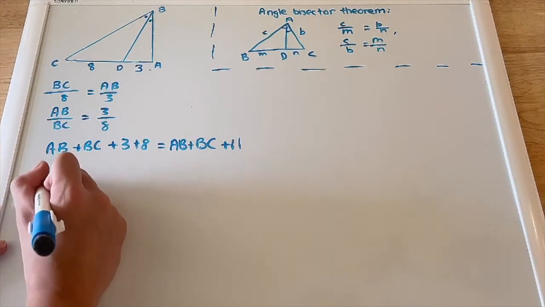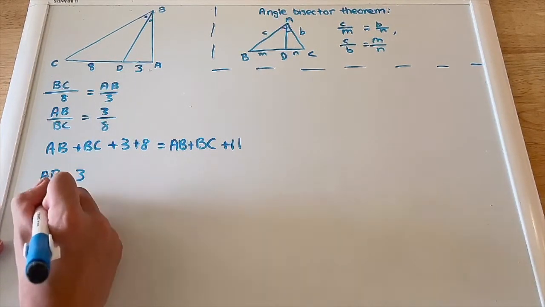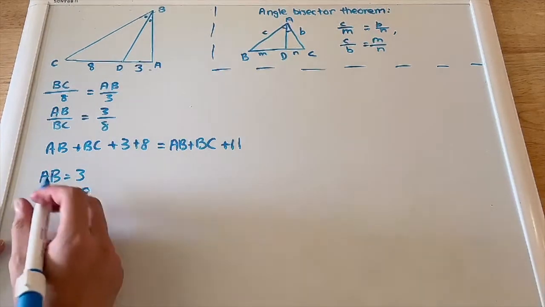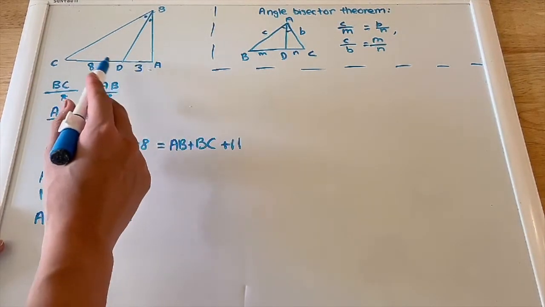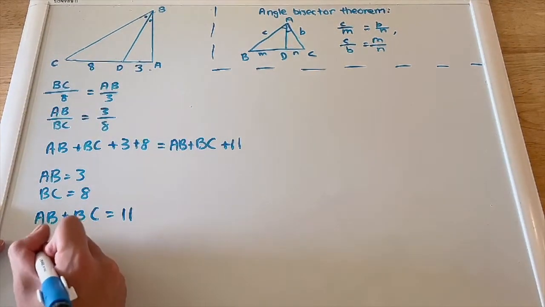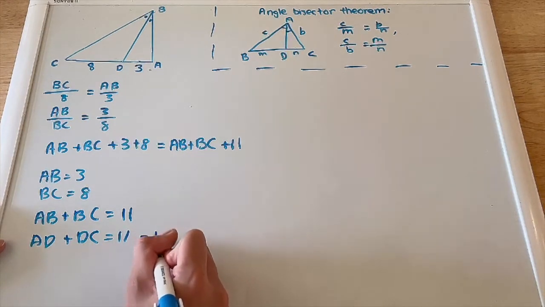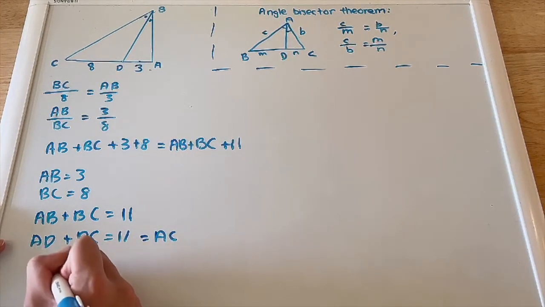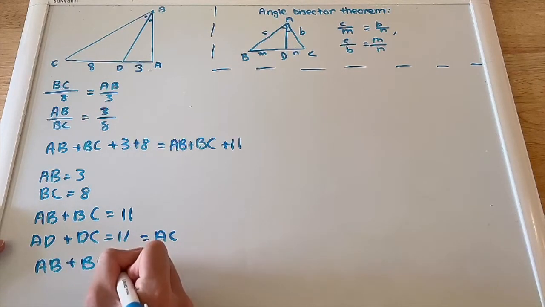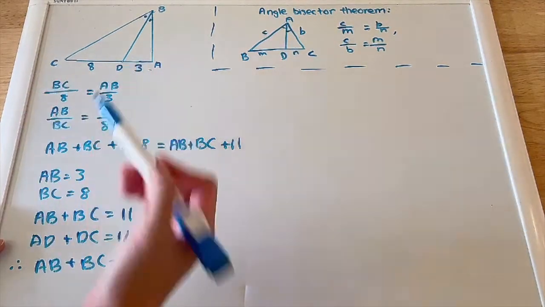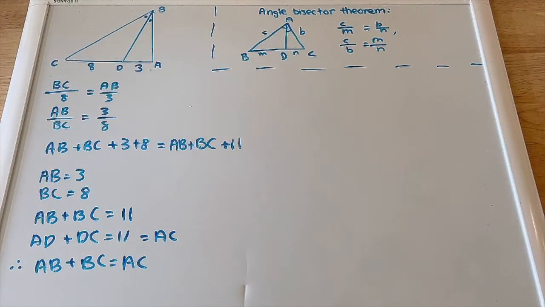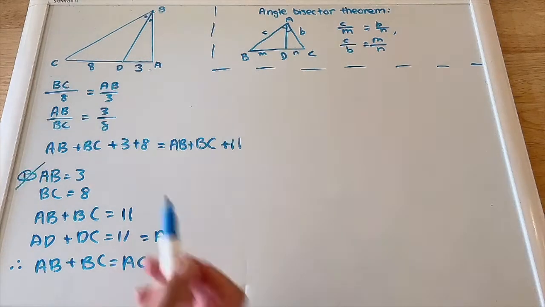So if AB equals 3 and BC equals 8, then AB plus BC equals 11. And you can also see here that AD plus DC is also 11. Since AD plus DC is equal to AC, it is saying AB plus BC equals AC, which is saying that these two sides of a triangle are equal to the third side. We know that is not true from the triangle inequality, which says that two sides of a triangle must be greater than the third side. You can't use this one.